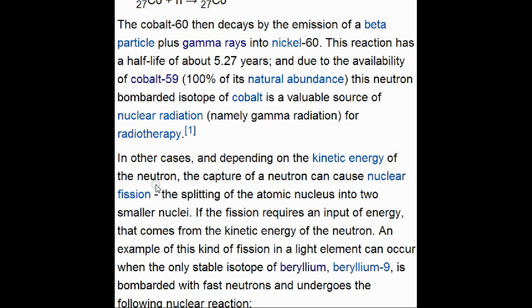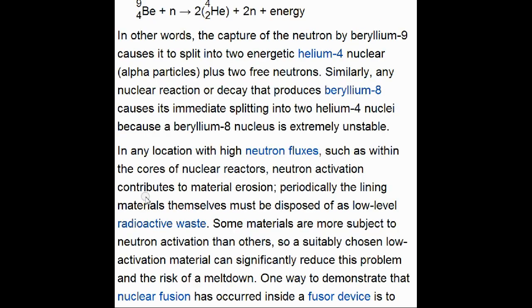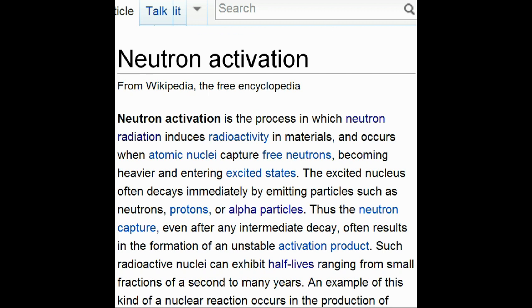The kinetic energy of the neutron is not a fixed number. It is bigger or smaller. The capture of the neutron can cause nuclear fission. The splitting of an atomic nucleus into smaller nuclei requires input energy that comes from the kinetic energy of the neutron. In other words, the capture of a neutron by beryllium-9 causes it to split into two energetic helium-4 nuclei, alpha particles. Plenty of this could be read in the description of neutron activation.